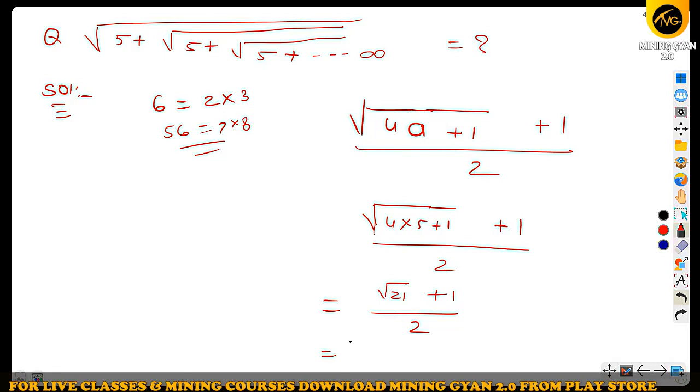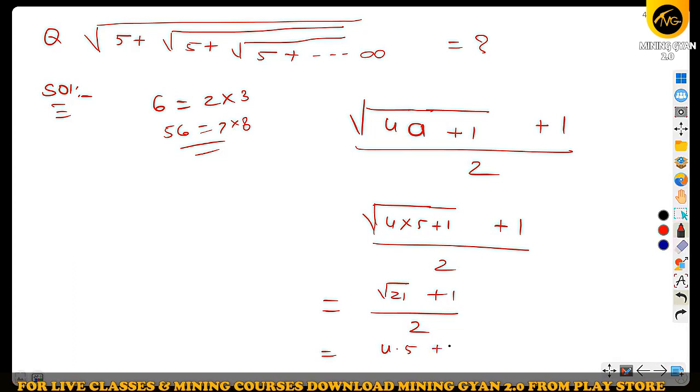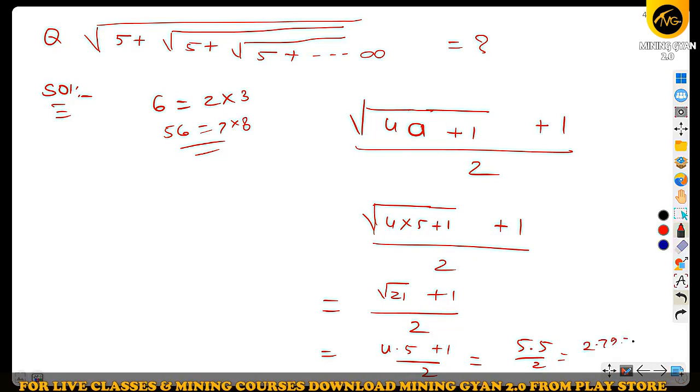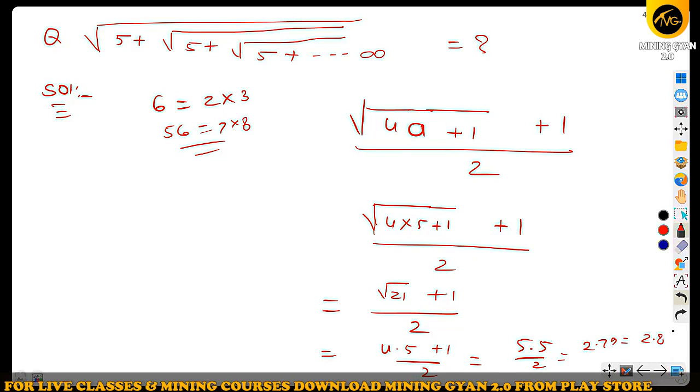Correct? Now in this case we have to find out the root value of 21, which is basically 4 point something. You can find out the root value of 21. Now in this case, 4.5 something plus 1, and the whole divided by 2, that means 5.5 divided by 2, that means 2.79. It equals 2.8.